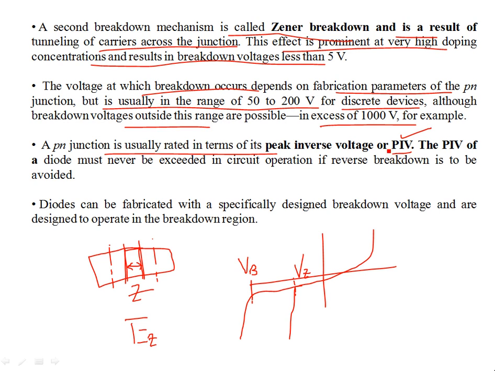So the peak inverse rating of the diode must never be exceeded in circuit operation if reverse breakdown is to be avoided. Okay, so diodes can be fabricated with specifically designed breakdown voltages and are designed to operate in the breakdown region. Okay, that's all.